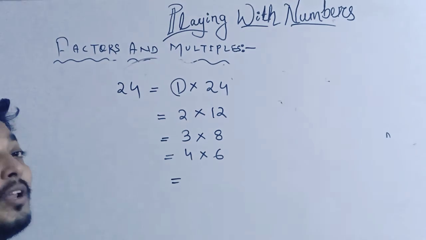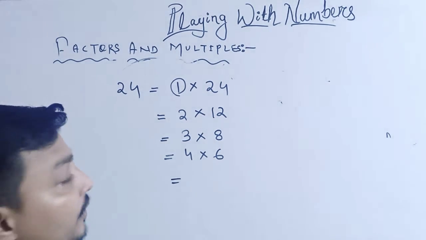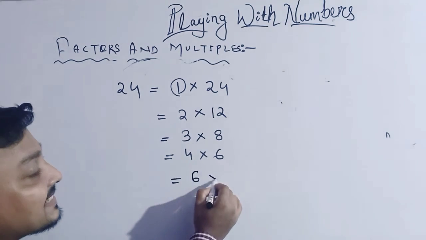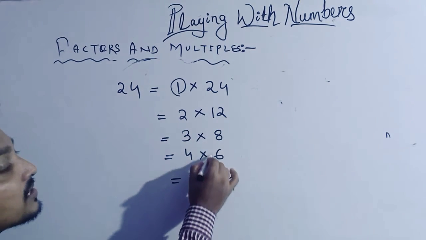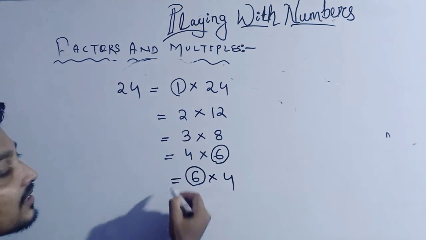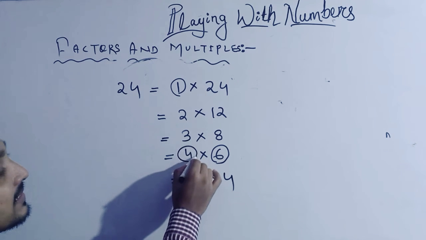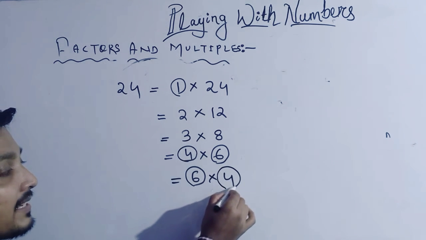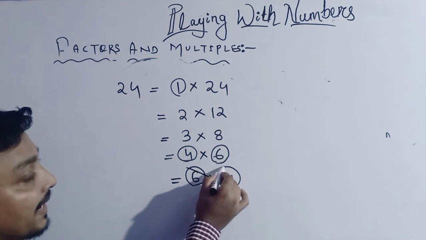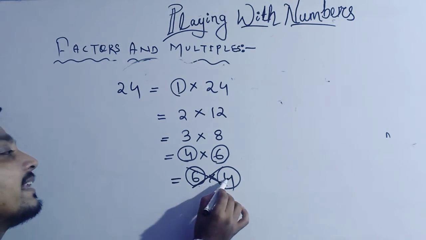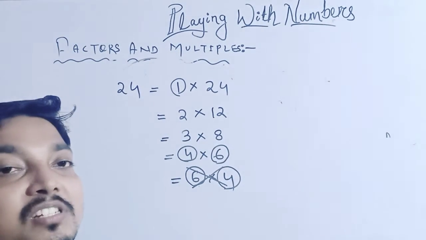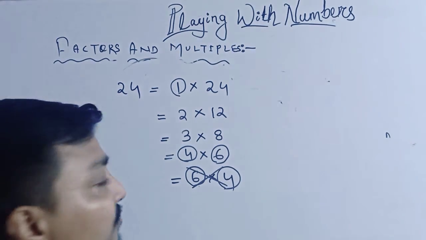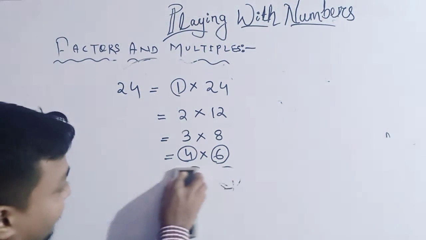Then in the table of 6, 6 into 4: previously 6 was already there, and previously 4 was there, so there is no need to write this one. Whenever you get a repetition of the number, you just have to stop there. Understood or not understood? So on repetition you have to stop.